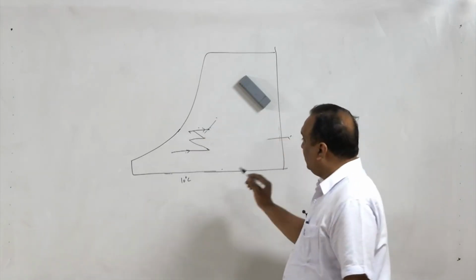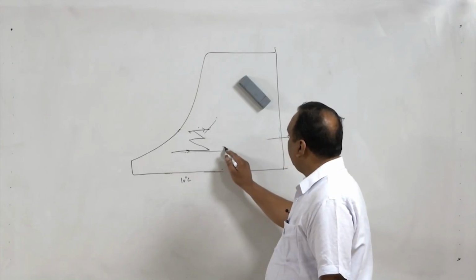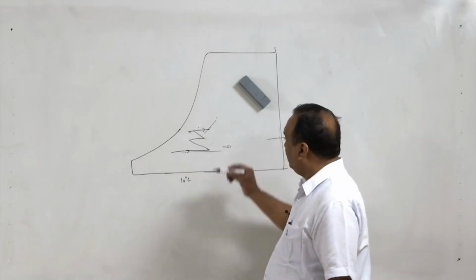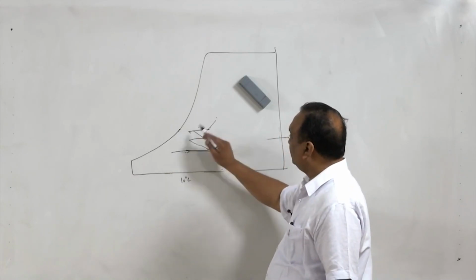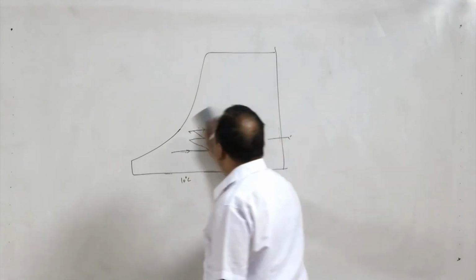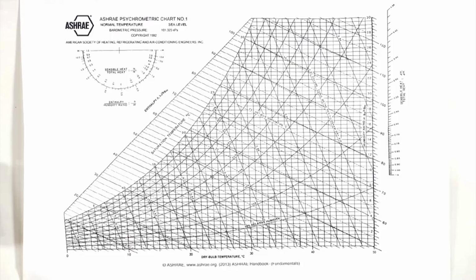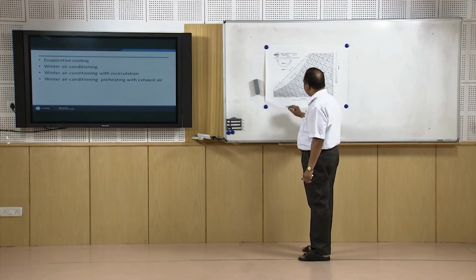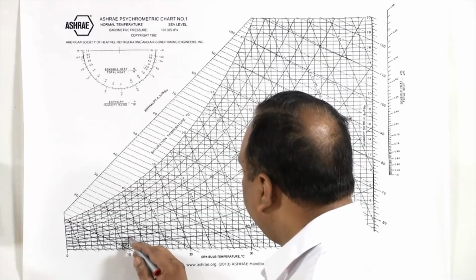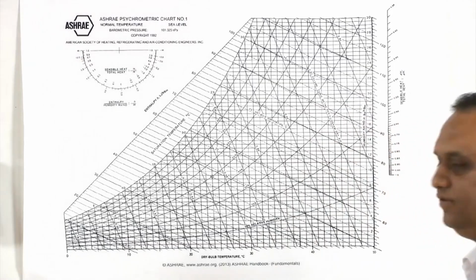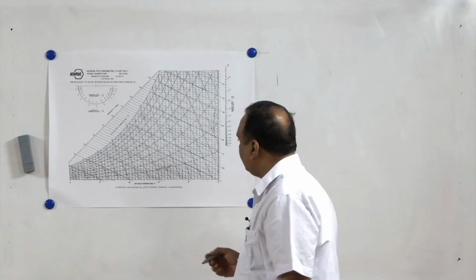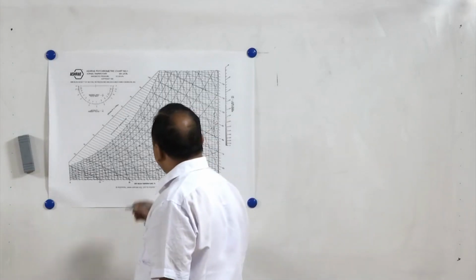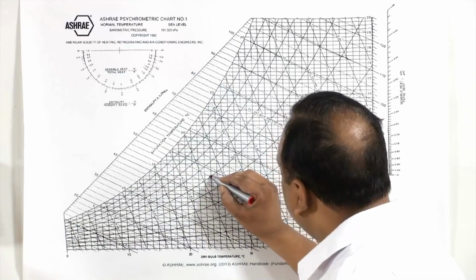Because in heating, the moment you start heating the air, the relative humidity starts reducing. So definitely water vapor has to be added to the air so that humidity is maintained. The same type of process we will draw on the psychrometric chart. Let us say outside air is available at 10 degrees centigrade and relative humidity is 20%, it is dry air, and we have to come here to 25 degrees centigrade.